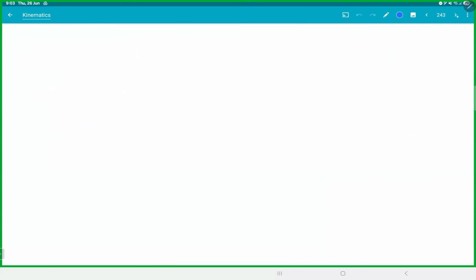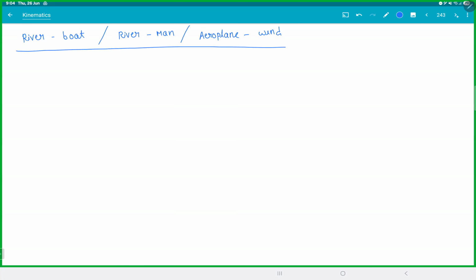The next thing is riverboat problems. Like the main problems you have done in the last class, the particles chasing, particles spiraling, and all that stuff. These are standard models. So riverboat, riverman, there are different names for this. Aeroplane, wind. So in place of a man, we keep an aeroplane. In place of water, we keep wind. So we have 4 primary cases on this. So let's see them.